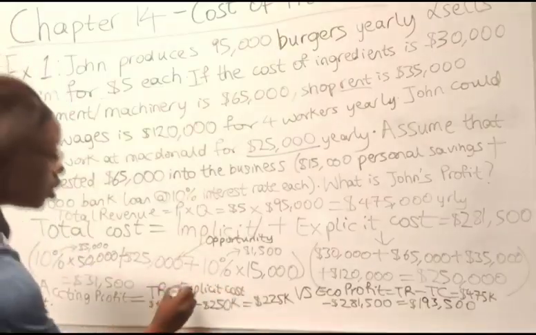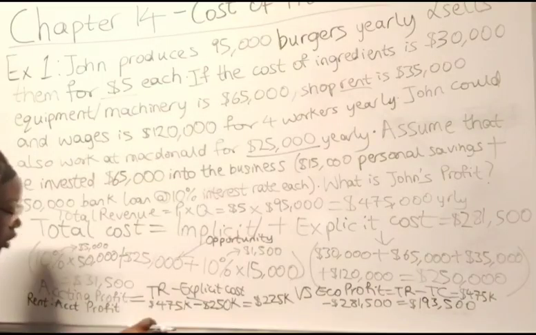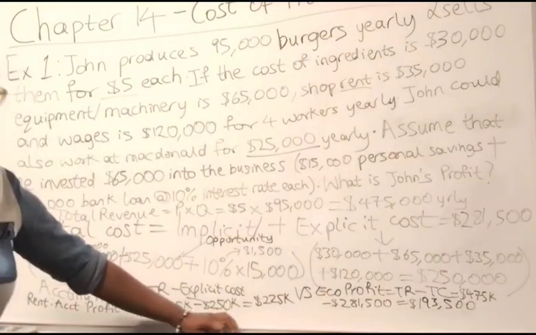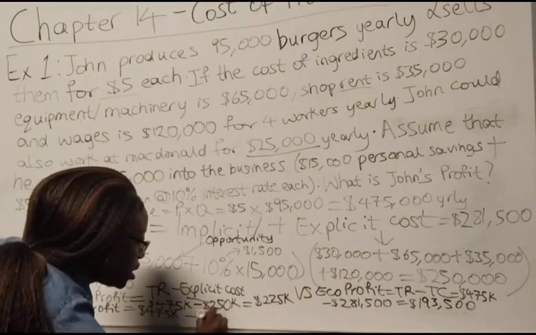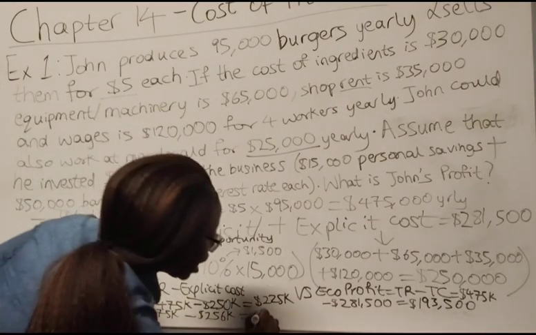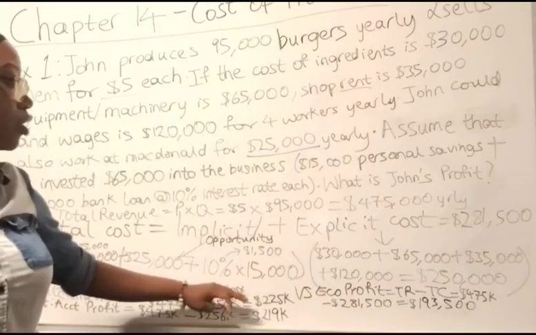So it's going to cost him more on the explicit side. So therefore, if his explicit cost goes up, then that means the accounting profits is going to go down. So this is going to be 475K minus, now we're having an extra $6,000, so minus 256K, and that is going to lead to a new accounting profit of 219K. Now we see his accounting profit goes down as a result of the explicit cost going up.